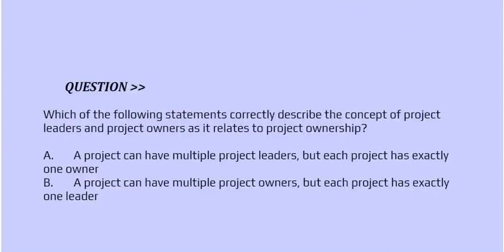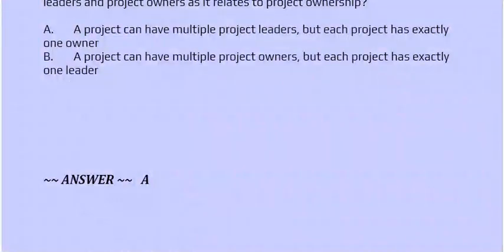Next question is, which of the following statements correctly describe the concept of project leaders and project owners as it relates to project ownership? Option A. A project can have multiple project leaders, but each project has exactly one owner. Option B. A project can have multiple project owners, but each project has exactly one leader. Correct answer is option A.